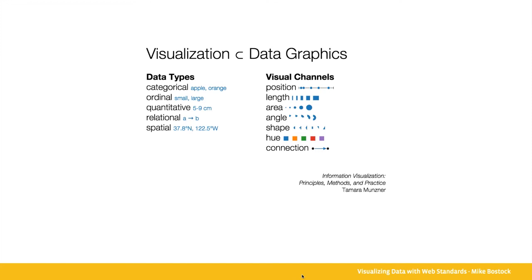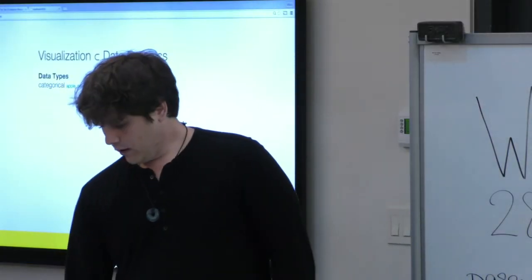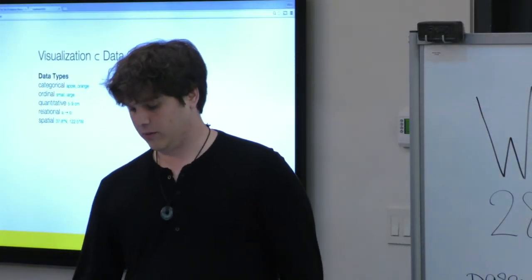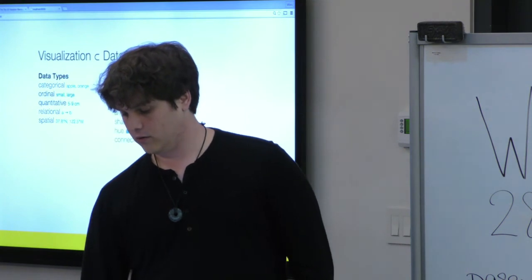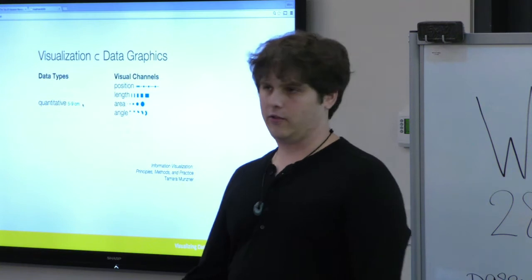If you decided to change the shape, say a triangle is $3 and a square is $4, it's very, very difficult for the user to actually figure that out. But if you switch to using position for quantitative values, or maybe area, it ends up being a lot easier for the user to understand.